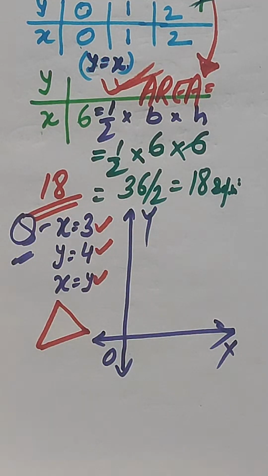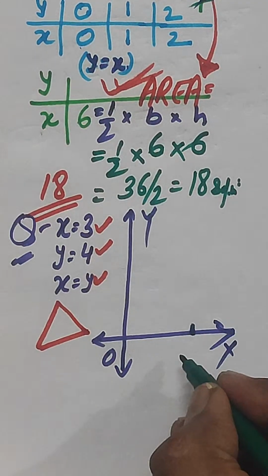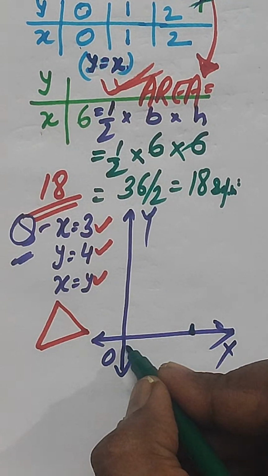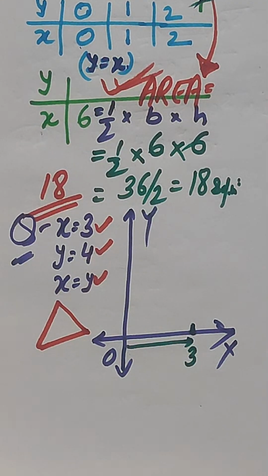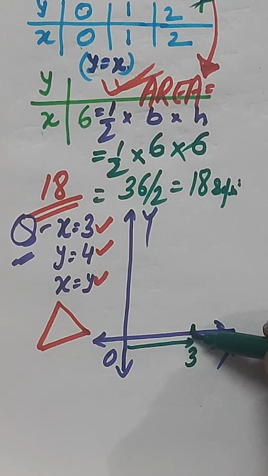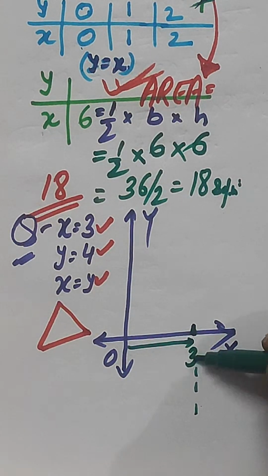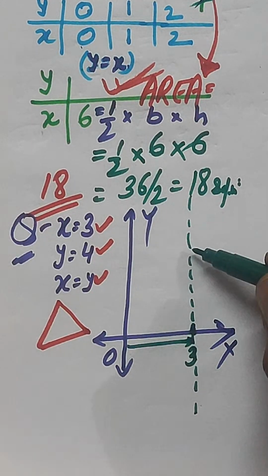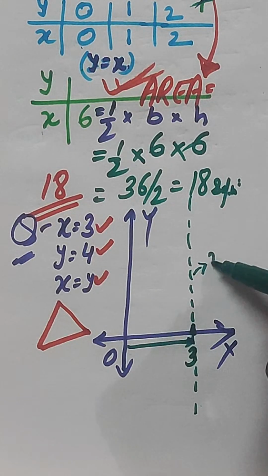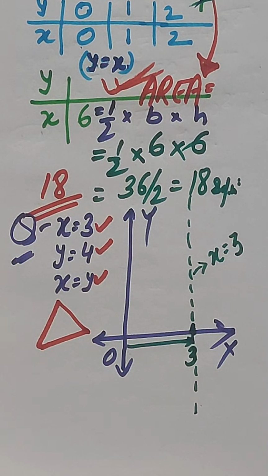So here you can see x equal to 3. So let us say at this point x is equal to 3. So at this point x equal to 3, that means the plot can be made like this, parallel to the y-axis, and on all these points we have x equal to 3, right?